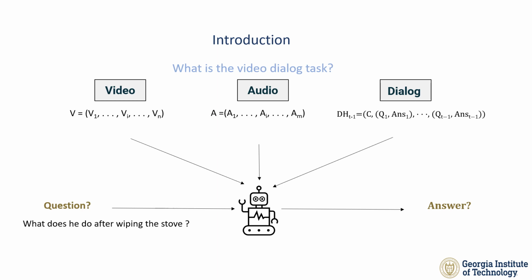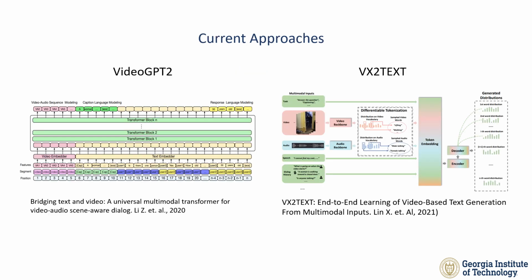The video dialog task represents a challenging multimodal learning problem. For the agent to provide an accurate response, it must ground its responses in the visual data, the audio, and the previous utterances. This task has received considerable interest from the community over the past few years. Many models have been proposed and have achieved new state-of-the-art performance records.